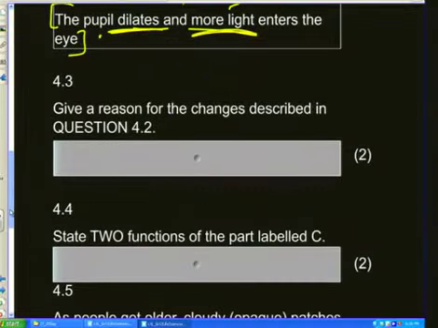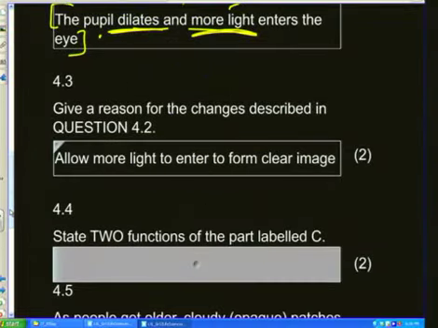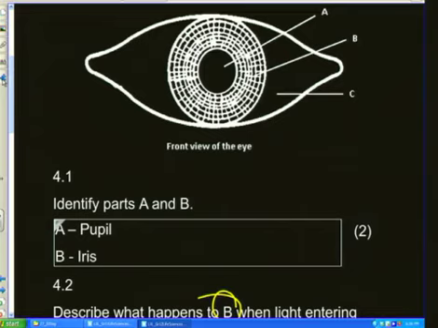All right? Are we okay there? Tola, you all right? Yes, sir. You sure? Yes, sir. State 2 functions of the part labeled C. That's the easy one. What's part C first? It's a sclera. Good, Eunice. That's good. It's a sclera.